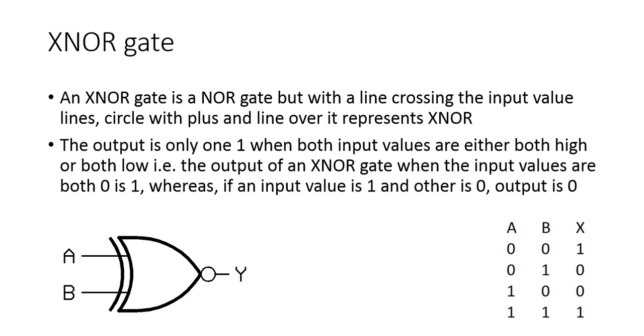It's sort of strange because when you have two zeros, you wouldn't expect the output value to be 1. You'd always expect it to be 0. But the way that the XNOR gate is built, the output is always 1 when both of the input values are the same. So if it's two zeros, it's an output value of 1, and if it's two ones, it's an output value of 1.